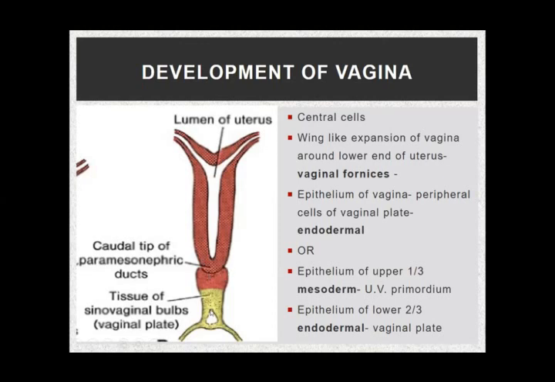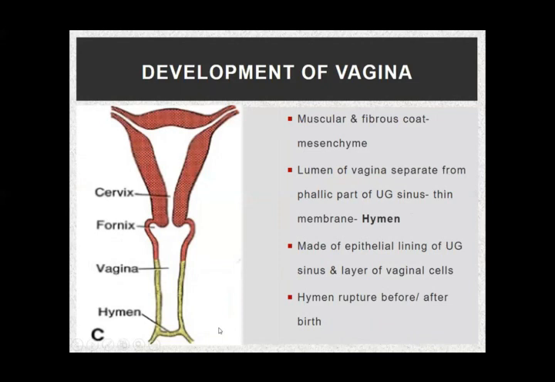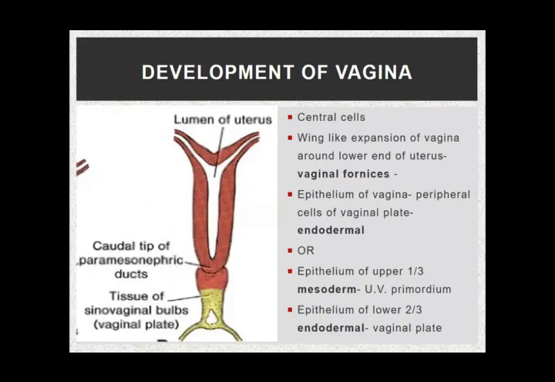Now, the epithelium of the vagina, some say it is endodermal. However, some say that the epithelium in the upper one third of the vagina, since the upper one third develops from the uterovaginal primordium, is mesodermal, and the lower two thirds of the vagina, since that develops from the vaginal plate, the urogenital sinus, the epithelium of the lower two thirds is endodermal. Okay, there are both views about this.